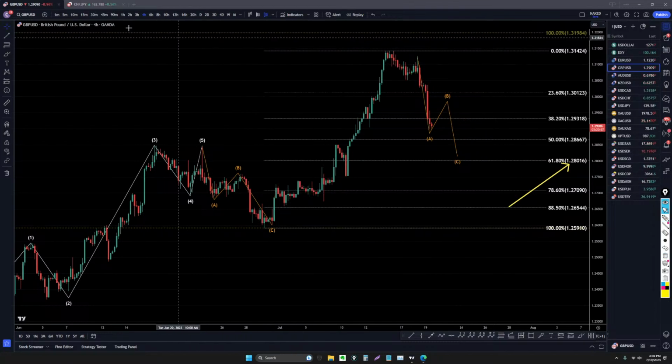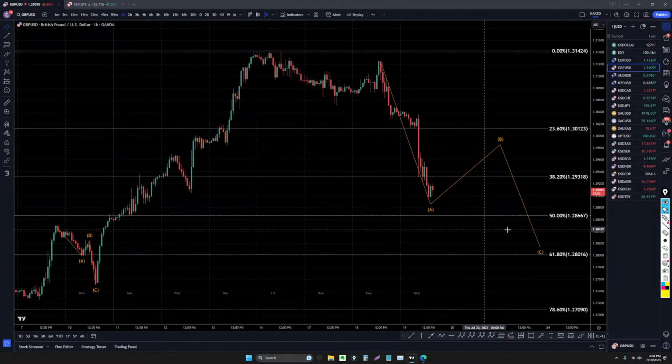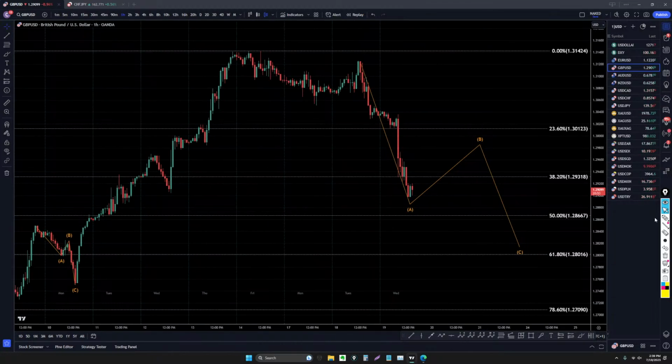So let's take it down even further to the 1 hour time frame. On the 1 hour time frame, we got a nice impulsive move down right here.